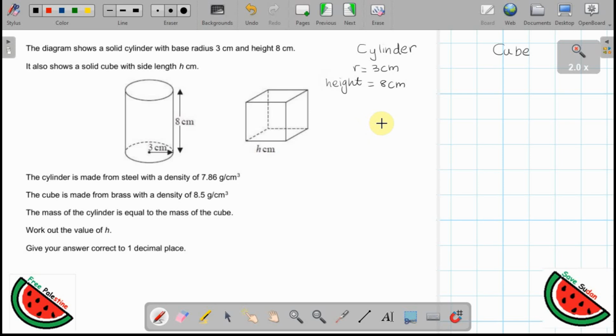The cylinder is made from steel with density of 7.86 grams per centimeter cubed, and the question also talks about the mass of the cylinder and the mass of the cube being equal. So that's an indication that we're looking at mass, volume and density.